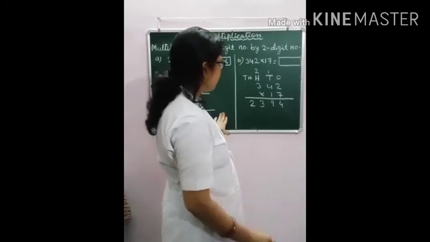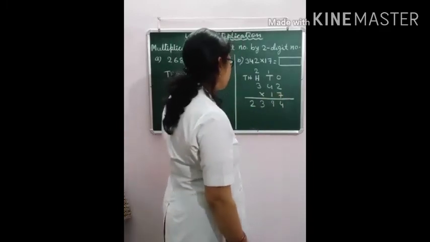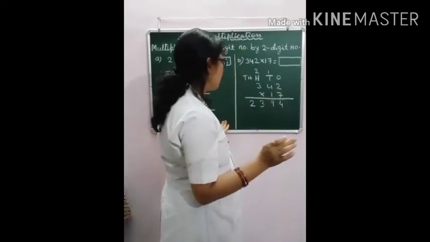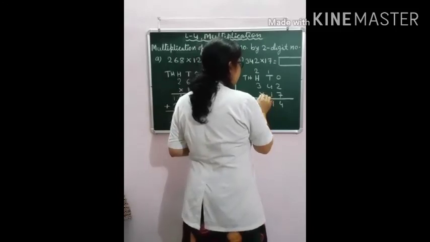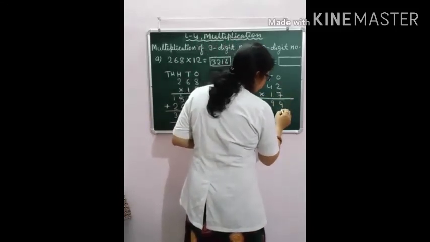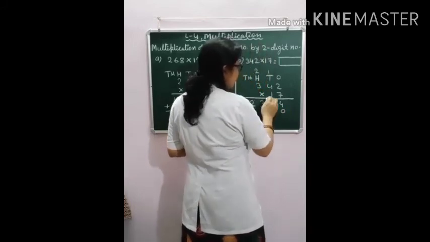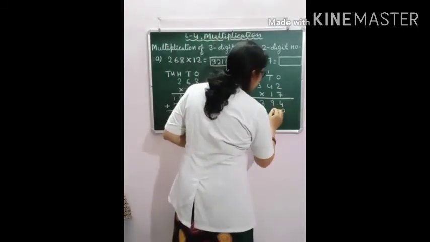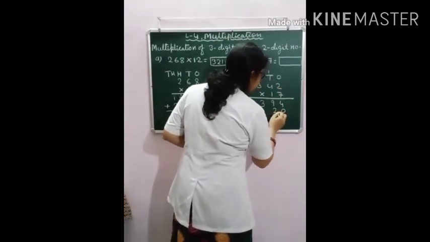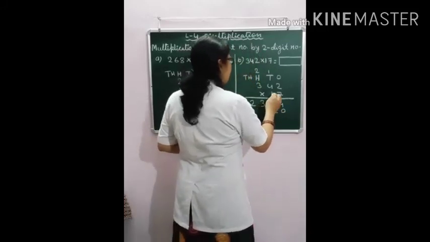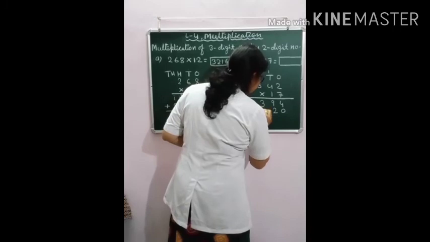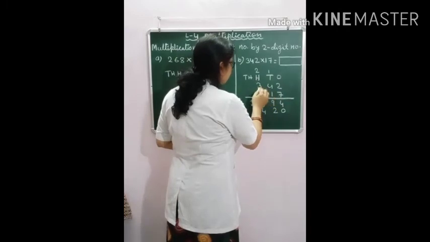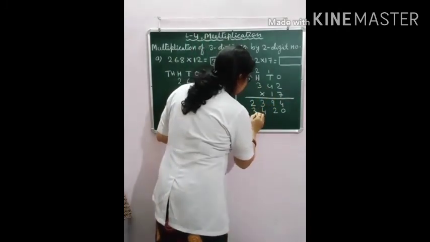Now multiplication by one digit is over. Now start multiplying by the second digit, the digit at the tens place. Before starting to multiply by the second digit, we will put 0 at the ones place. Now start multiplying by the second digit. 1 2s are 2. We will write 2 at the tens place. Now we move to the next place. 1 4s are 4. We will write 4 at the hundreds place. And now we will multiply 1 by 3. 1 3s are 3. We will write 3 at the thousands place.